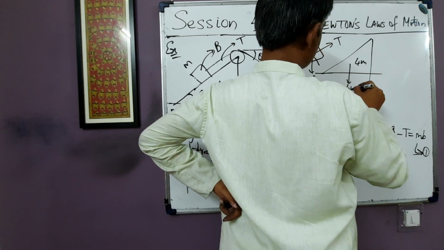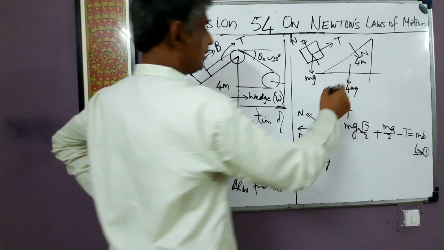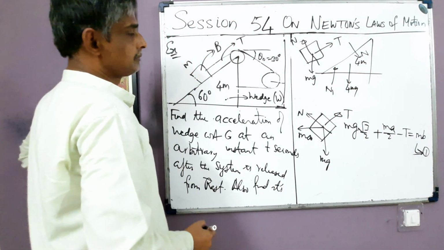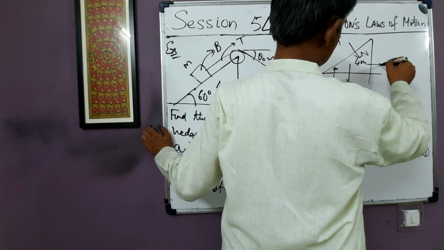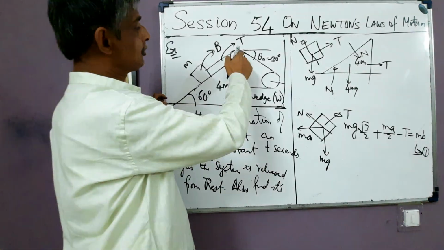What are the forces on the wedge? 4mg. When N acts on this block, by Newton's third law, the block exerts N on the wedge, and the ground exerts a normal force N1 on the wedge. Okay, fine. And what else? This string exerts a force T on the wedge in the rightward direction. This pulley is rigidly attached to the wedge. I take the pulley to be part of the wedge.